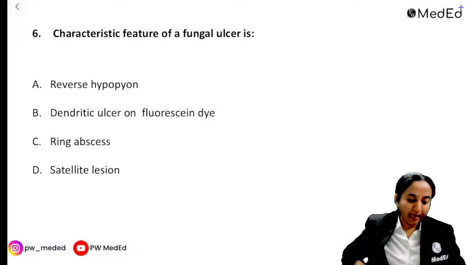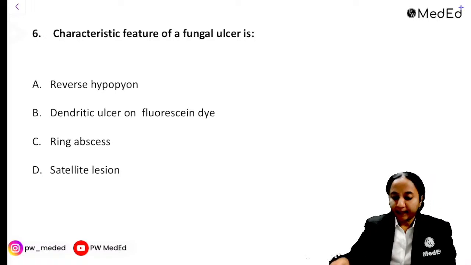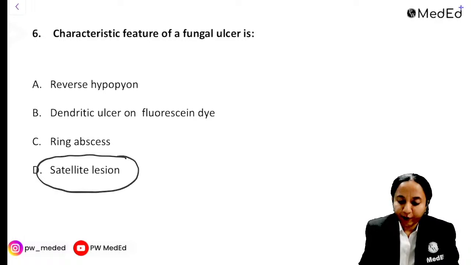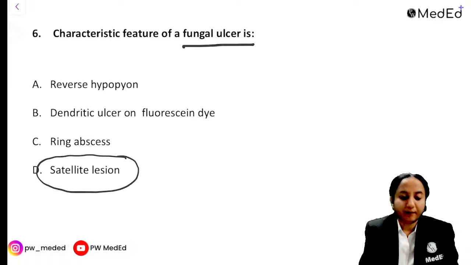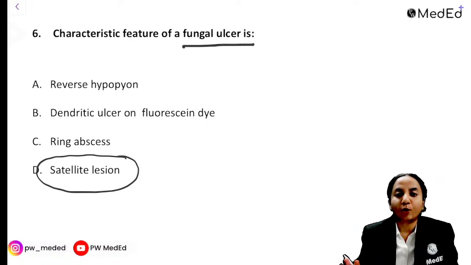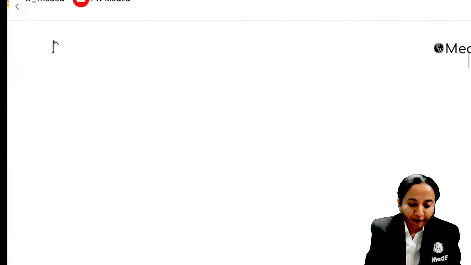So who'll tell me what's the answer to this? Very good. So it is satellite lesion. Satellite lesions are the characteristic feature of a fungal corneal ulcer. This is also something that, even if somebody wakes us up in the middle of the night, we should be able to state the differences between a bacterial and a fungal corneal ulcer.